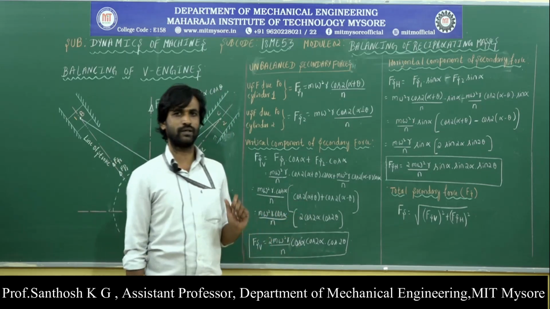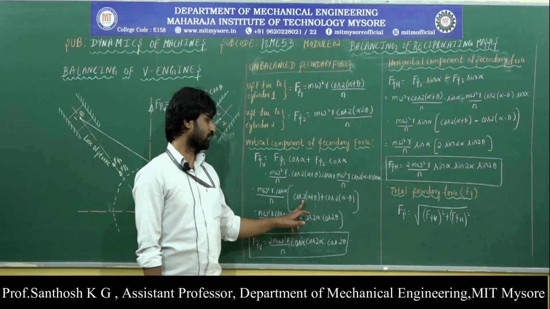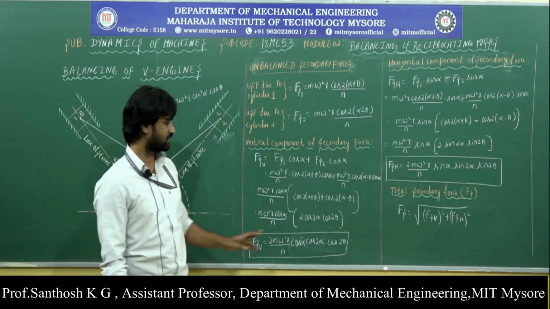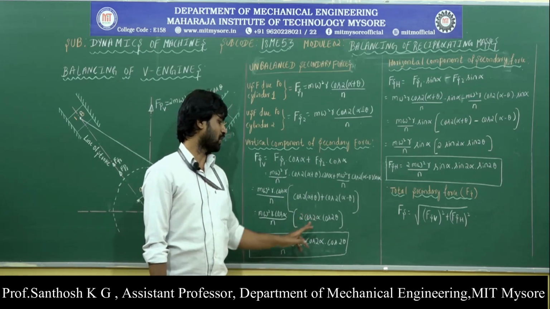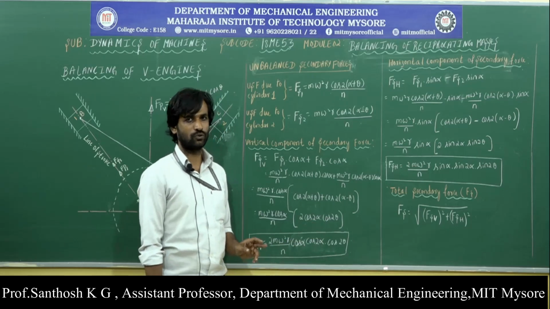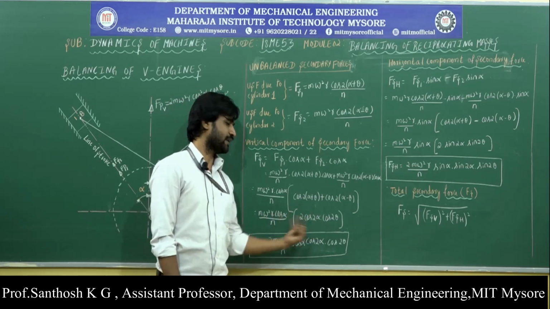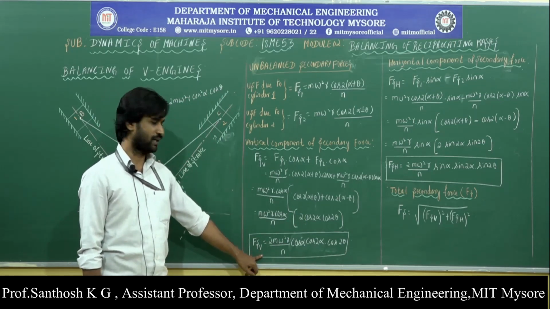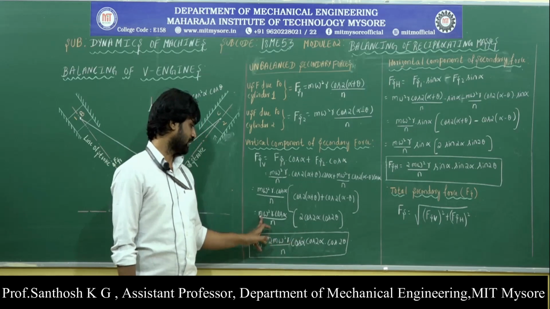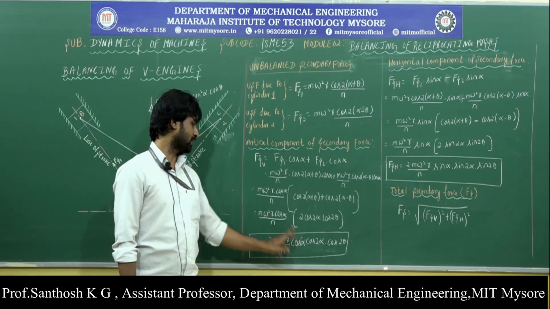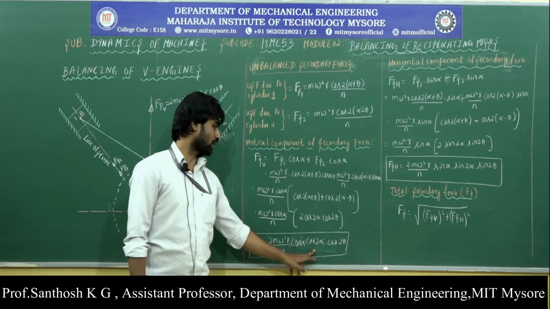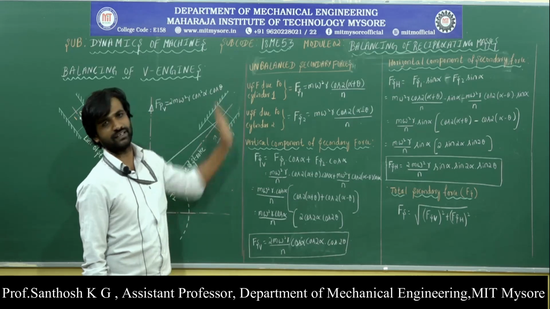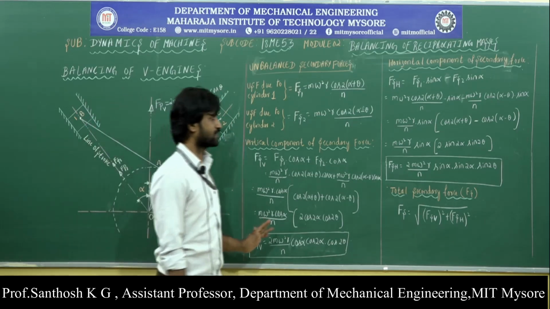So by making use of the trigonometry, I can write cos of (2 alpha plus theta) plus cos of (2 alpha minus theta) as 2 times cos 2 alpha into cos 2 theta. Now by rearranging the terms, we will get the secondary force along the vertical direction as 2 times m omega square r into cos alpha by n into cos 2 alpha into cos 2 theta, and this force will be acting in the vertically upward direction.